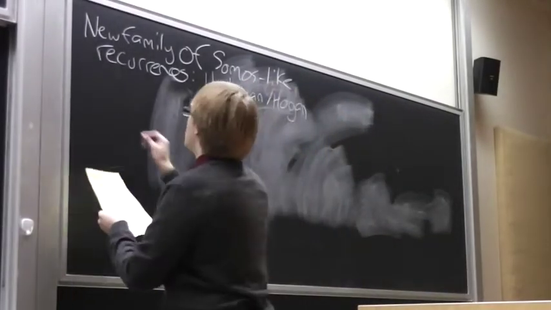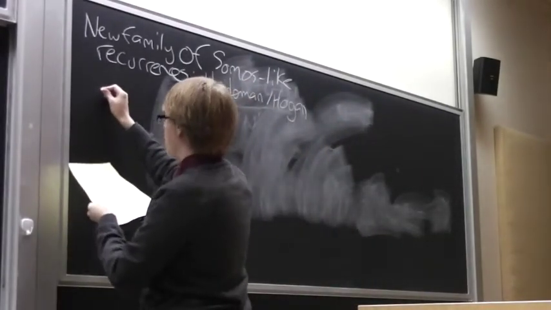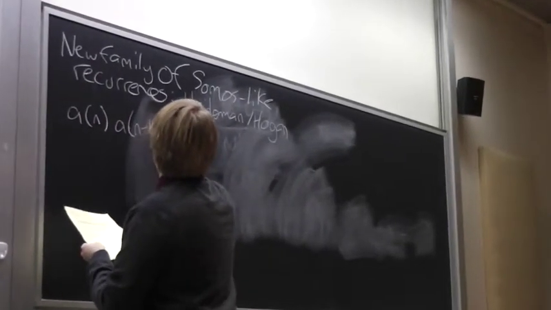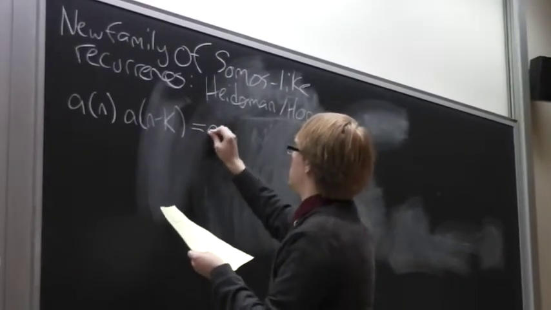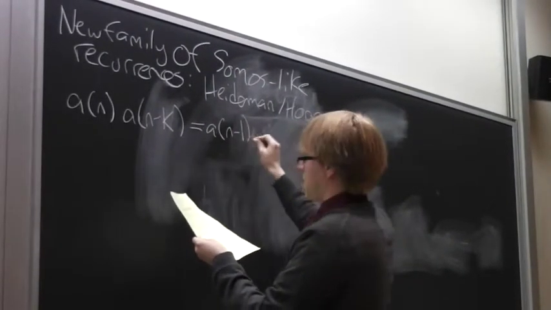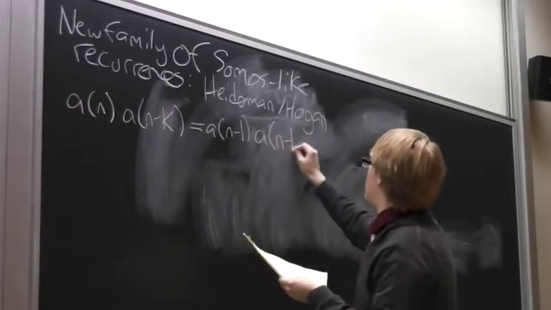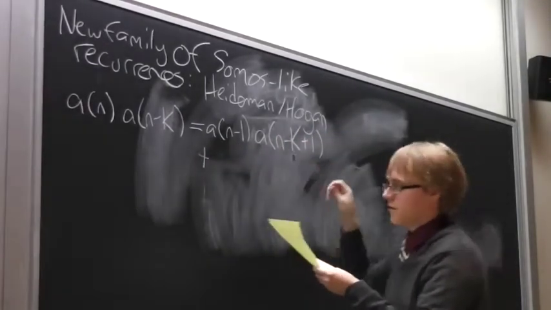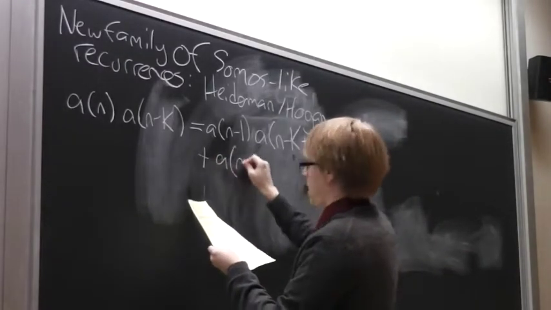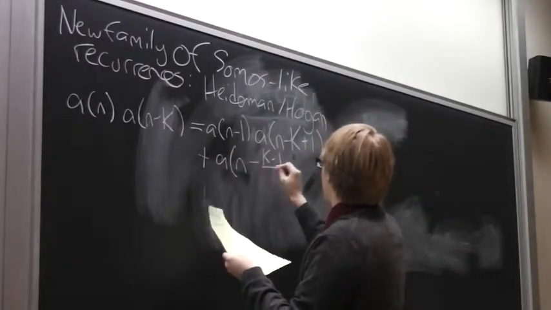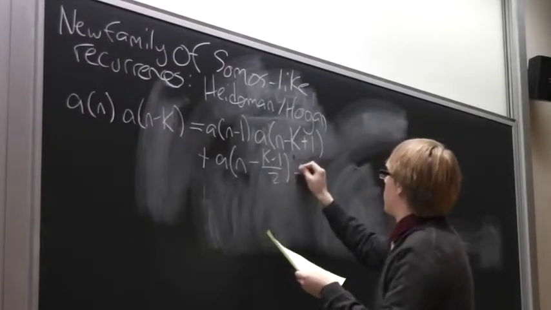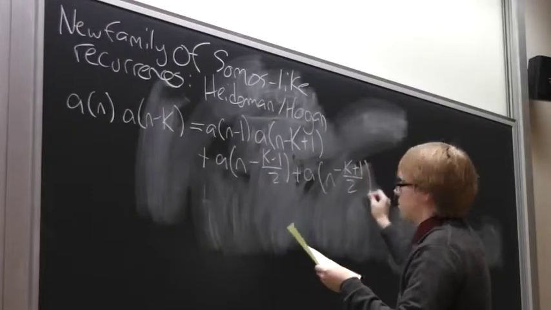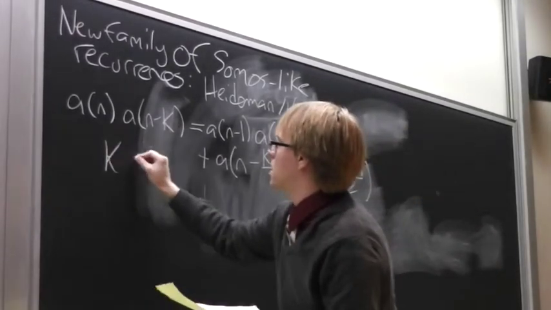And so the one that they found in the original paper, they had a sub n times a sub n minus k is a sub n minus 1 times a of n minus k plus 1. And then, so we have one quadratic term with two linear terms. A of n minus k minus 1 over 2 plus a of n minus k plus 1 over 2 for k.